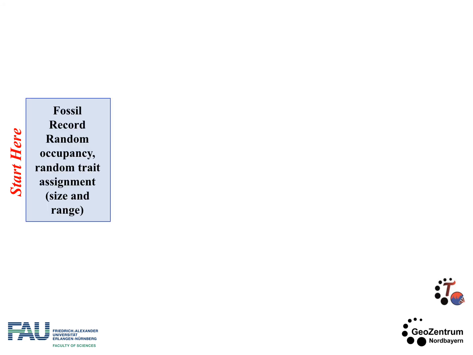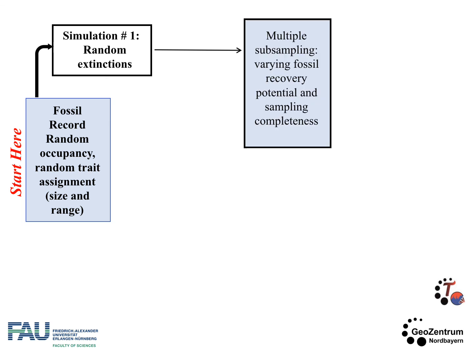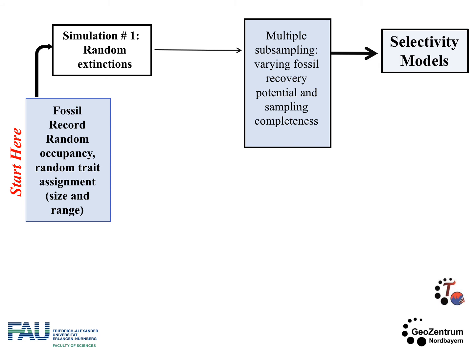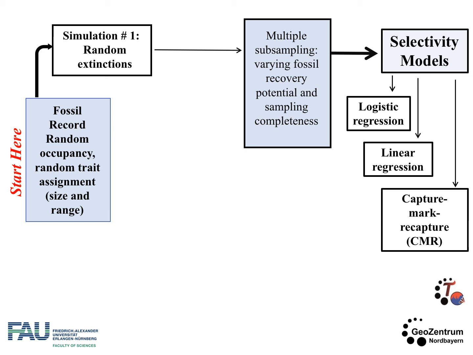No matter what the method of assessing extinction selectivity, we need to test for its rigor. For my master's project over the next 5 months, we plan to assess our methods through simulations of the fossil record, where we will randomly assign traits of size and range to every simulated genus. In our first scenario, we will generate random extinctions and sample the dataset fully and subsample with decreasing fossil recovery potential. We will assess 3 selectivity models: logistic regression, linear regression, and CMR methods.